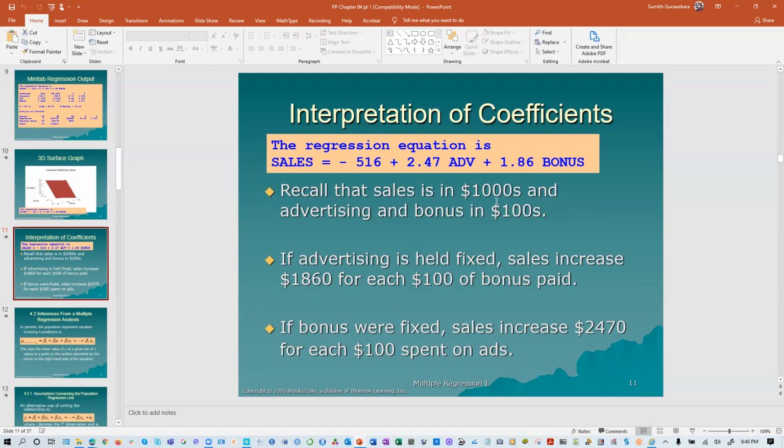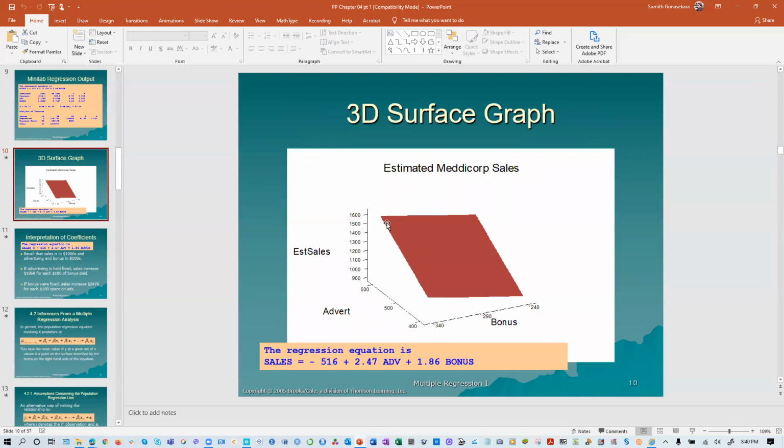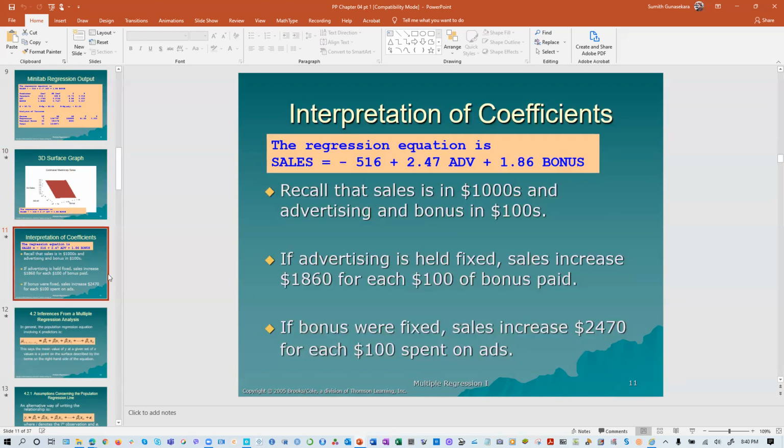$1 has been multiplied by hundreds because this is given in hundreds. Per that increase of one, how much are the sales going to increase? Sales are going to increase by 1,860. It is like an increment. That's like the slope, this slope, this plane. If you fix this one, you can see how this line is inclined with this axis. That's the inclination, and you can call it the marginal.